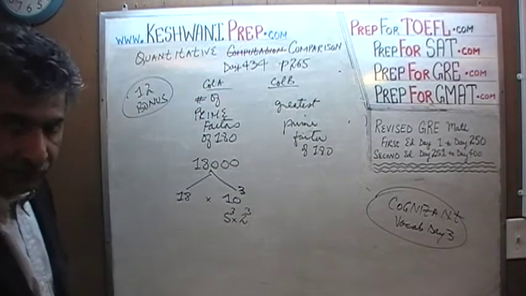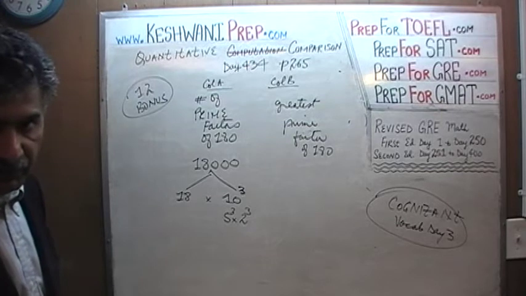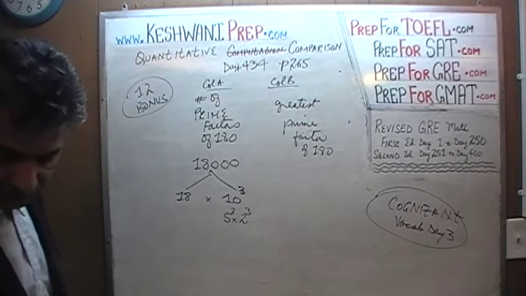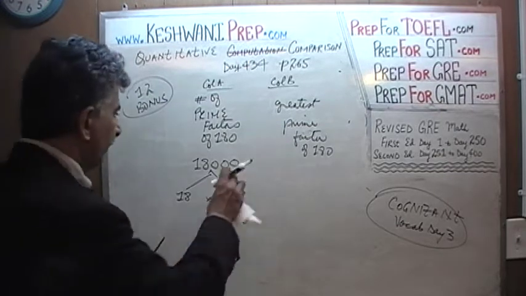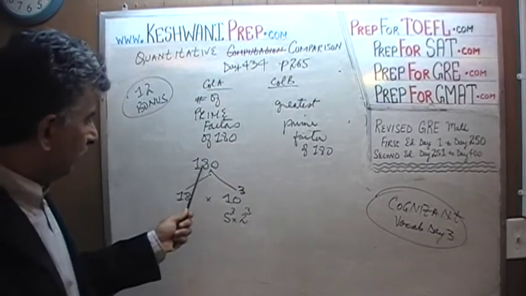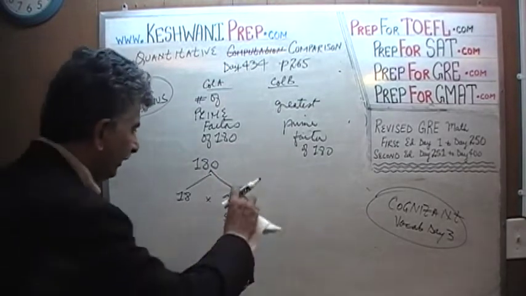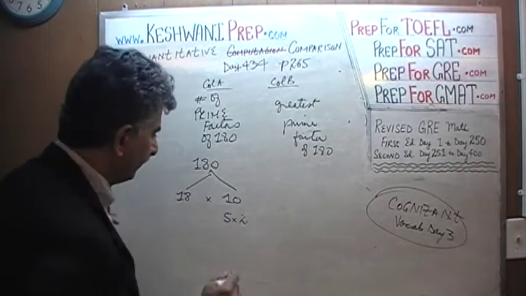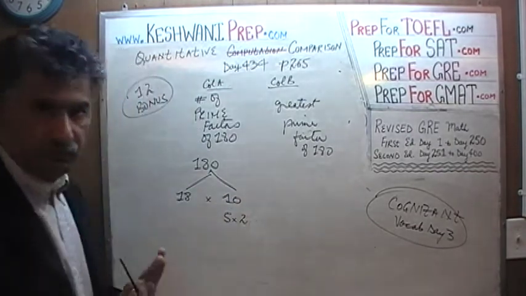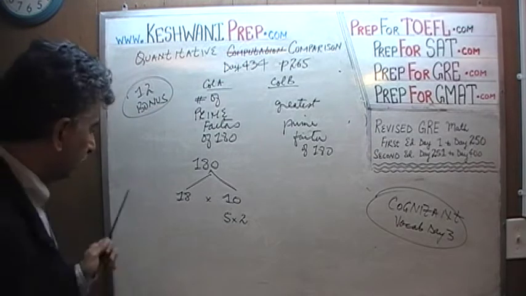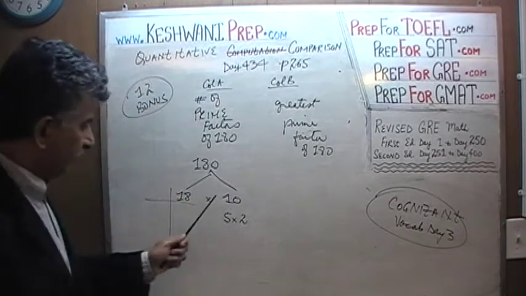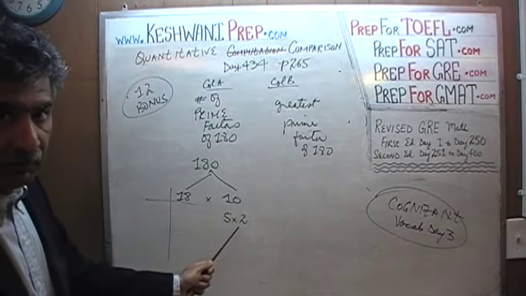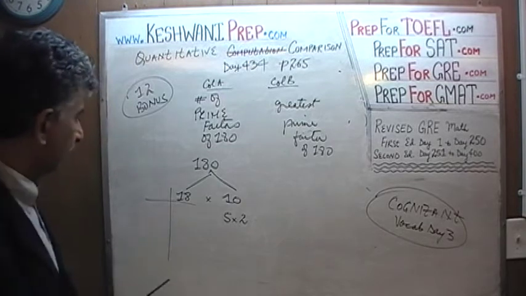If we had 18,000, then we worry about 18 by itself. Do you understand? Then we worry about 18 by itself. Here we don't have 18,000. We just have 180. So we just have to worry about 18 times 10. We don't have the third power. And the factors of 10 are 5 and 2. We're done. Now let's worry about the factors of 18. The factors of 10 are 5 and 2, and they both happen to be prime factors. But we'll get to that in a second.